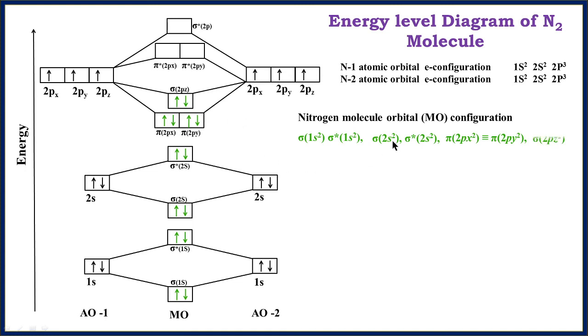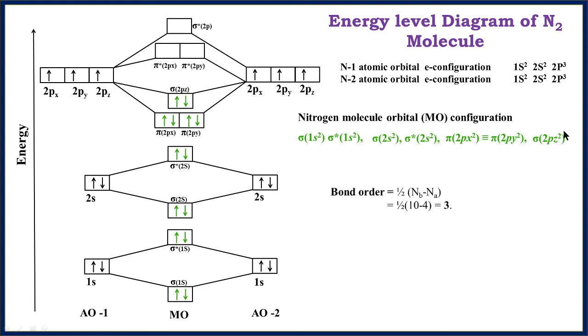Now we can see the electronic configuration of the molecular orbitals here. It is sigma 1s2. This is sigma 1s, two electrons are there. Sigma 1s2, sigma star 1s2. Next level is sigma 2s, here two electrons are there, so sigma 2s2. Next level, sigma star 2s2. Next level, pi 2px, two electrons are there: pi 2px2. This pi 2px energy and pi 2py energy are the same, so pi 2px2 is equal to pi 2py2. Next energy level is sigma 2pz. So you can see sigma 2pz2 here.